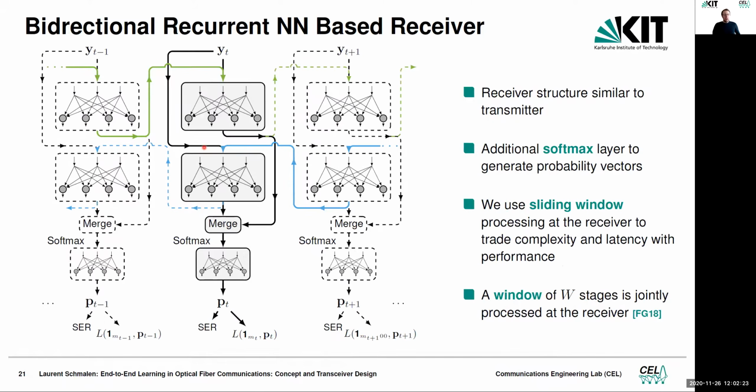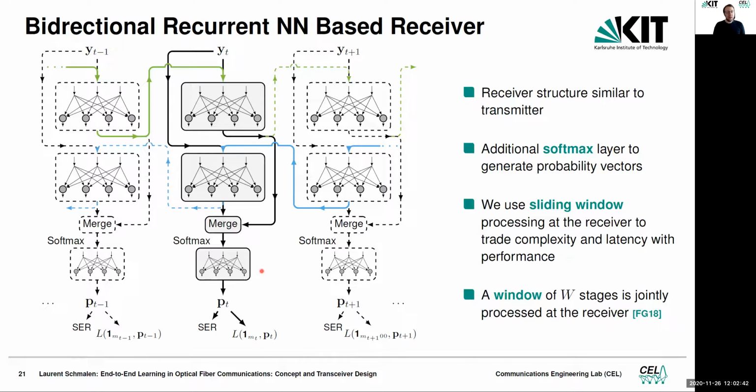What does the receiver look like? The receiver looks essentially the same. We have these 2 structures, these bidirectional structures of small neural networks. And then we add one of those softmax layers, which help us to calculate probability vectors, which we can then use for the decision or for the loss function.